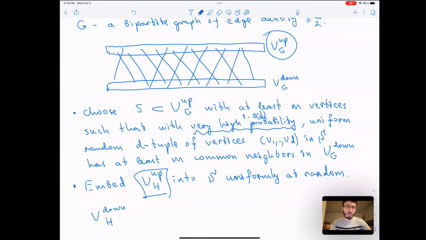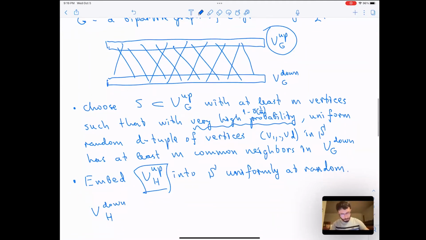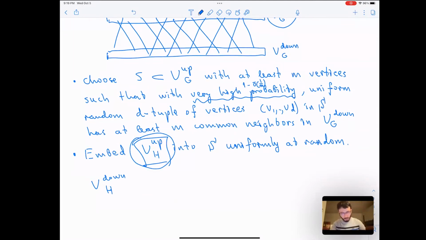So what this means is that we can use some iterative embedding procedure to complete the embedding. So far we have just the set V up. To embed VH down, we can proceed one vertex at a time. We pick an arbitrary vertex from this vertex set, and then we embed it in such a way that its image falls into the set of common neighbors of the corresponding D-tuple from the set S.